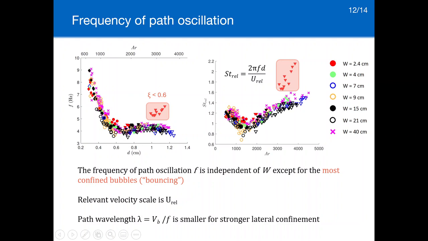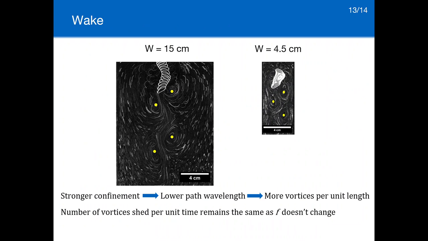So we can say that the relevant velocity here is also the relative velocity between the bubble and the fluid, and that the path wavelength is smaller for stronger lateral confinement because the mean velocity is smaller for stronger lateral confinement. This has a strong effect on the wake behind the bubble because in every period two vortices, one at each side of the bubble, are shed. The number of vortices shed per unit time is the same no matter the confinement, but in more confined bubbles there will be more vortices per unit length since the wavelength is smaller.